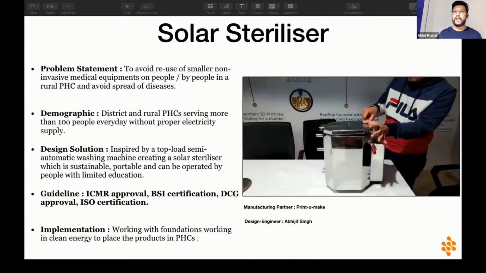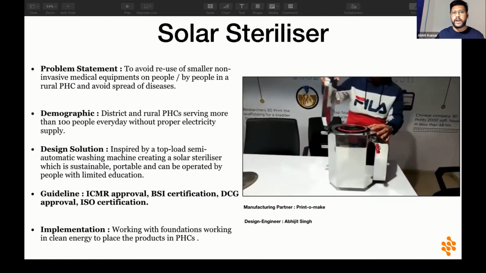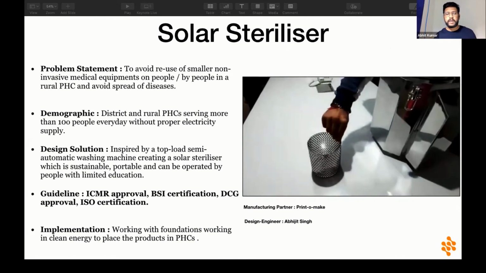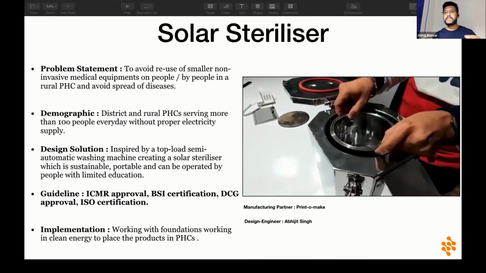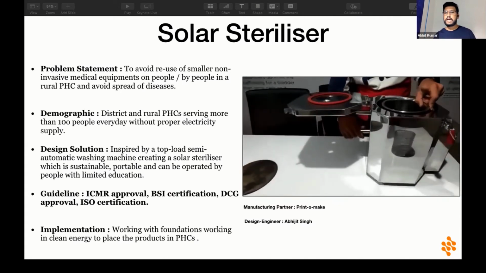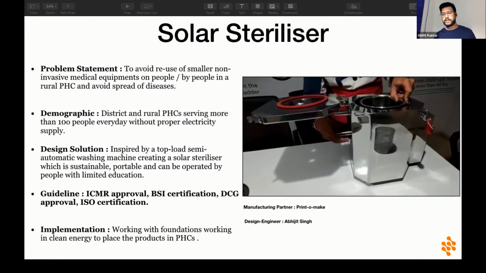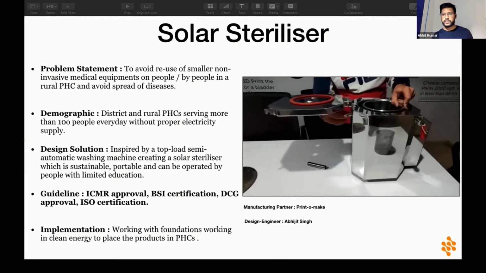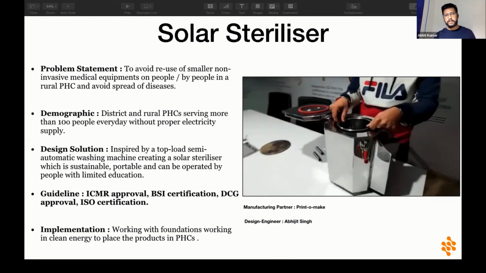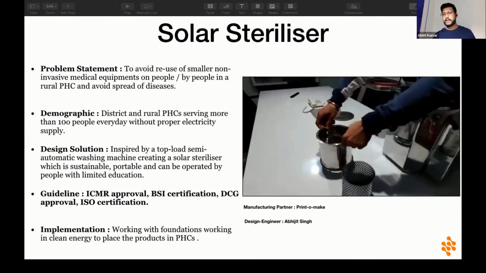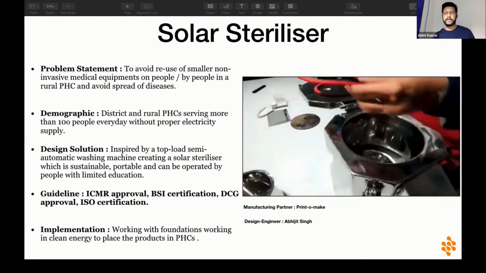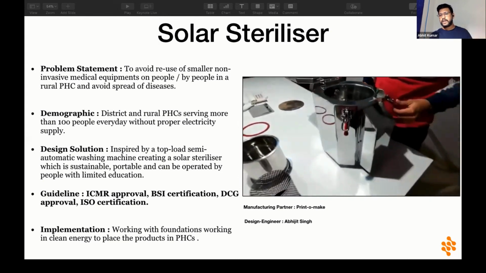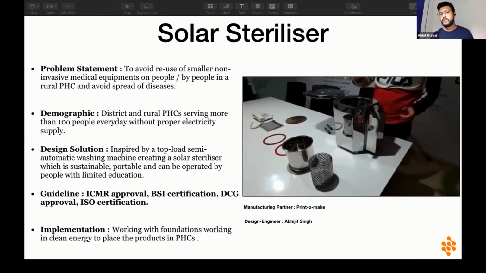Similarly, we went ahead with another product called a solar sterilizer, where we were trying to avoid the reuse of smaller non-invasive medical equipment, basically by people in the rural public healthcare centers, which was creating a spread of diseases, where scissors or tubes or clamps were either just simply being washed and not sterilized while using them. And why was this happening? Because of lack of autoclave setup in the public healthcare centers in the rural districts, and that is because of lack of electricity. So we had a problem statement: how to bypass the lack of electricity that is there in the rural public healthcare centers, and develop a product which is portable and suitable enough that can be kept inside a public healthcare center and provide a solution of sterilization of these smaller equipment.